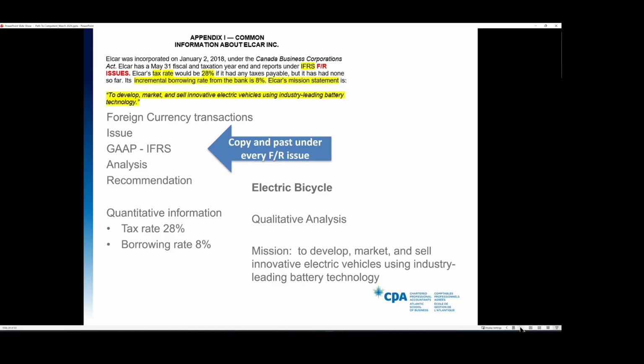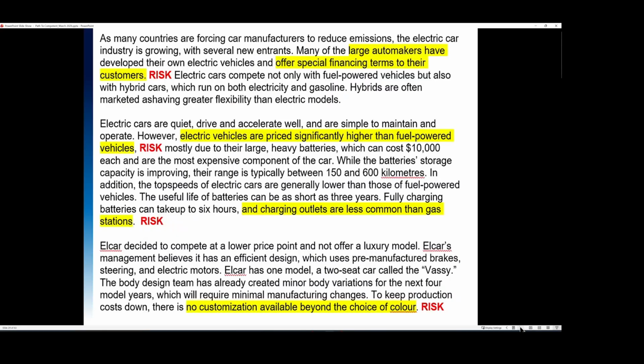They include a mission statement. And already, based on my practice and my familiarity with cases, I know that when it comes to my qualitative analysis, I'm going to need to consider whether implementing that option is aligned with different components of Elgar's mission statement. So I'm going to put that information under electric bicycle.